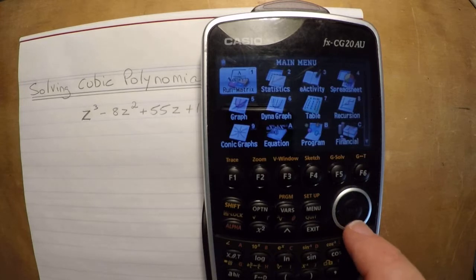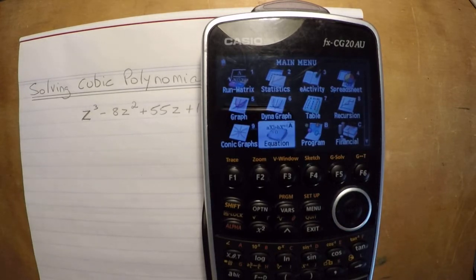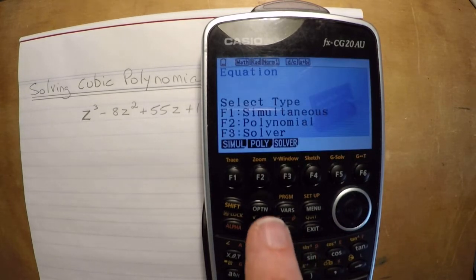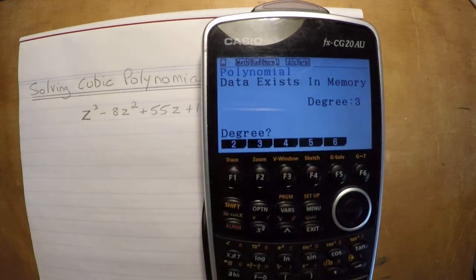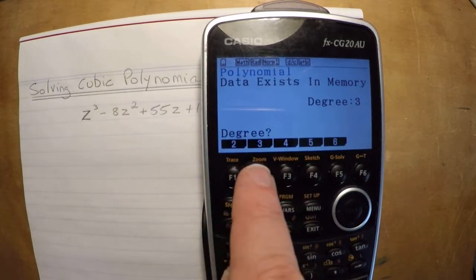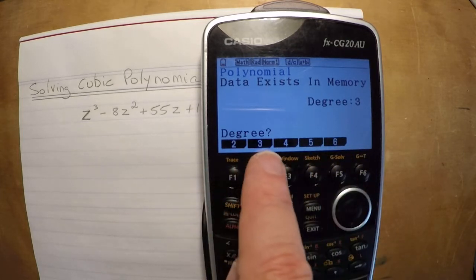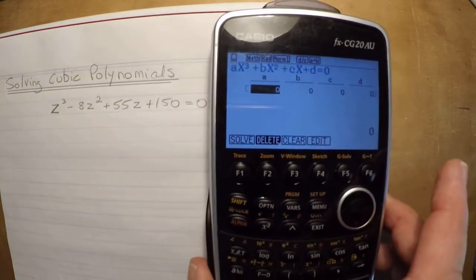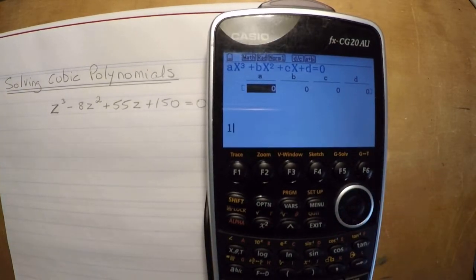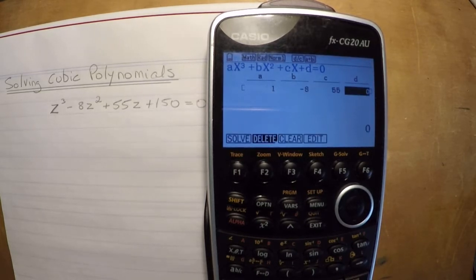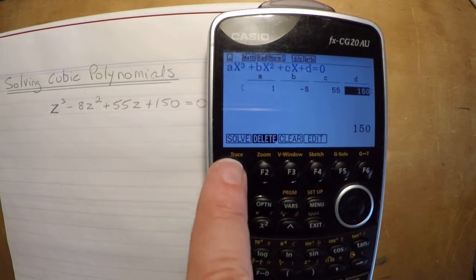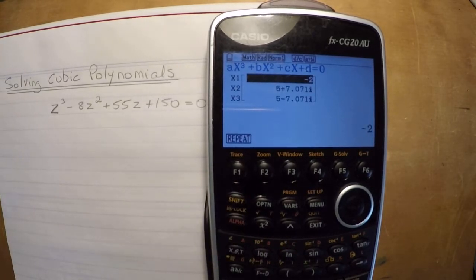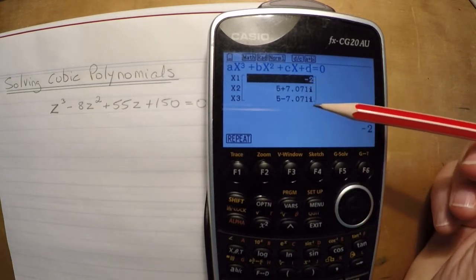So from the menu, move down to the equation app, then select F2 for polynomials. It's a third degree polynomial. We wouldn't expect more than a third degree in an exam because it's just too time consuming. Now we enter the coefficients: 1, -8, 55, 150. Once we have those done, we press F1 for solve, and straight away we get the zeros of the polynomial.